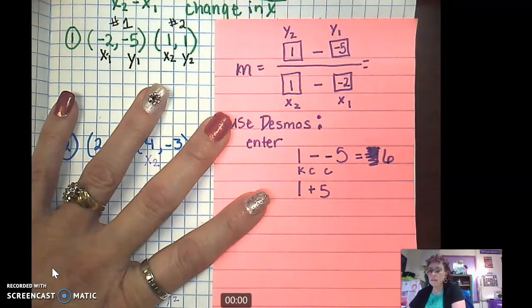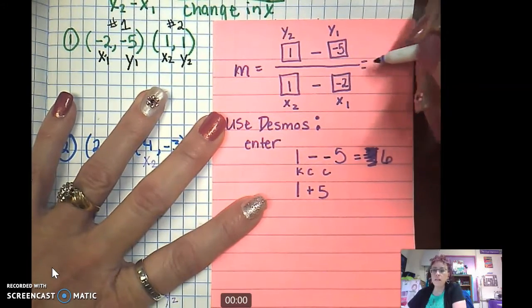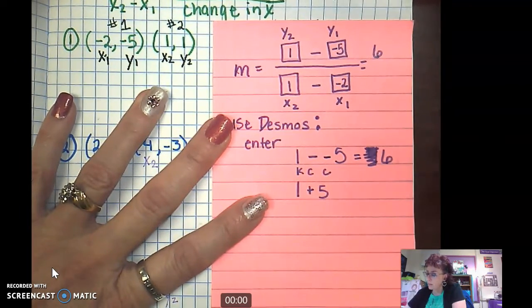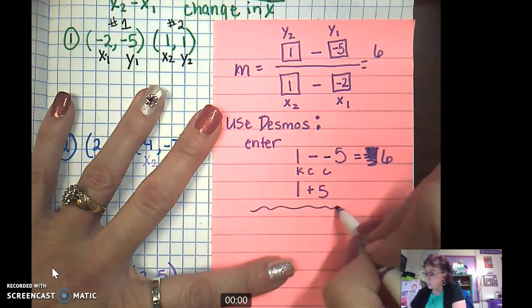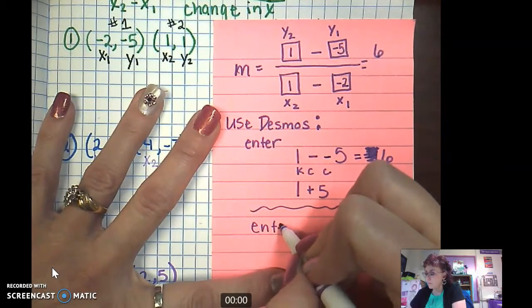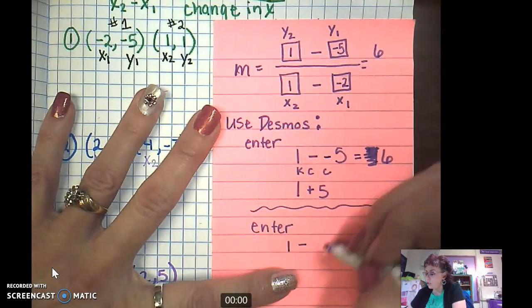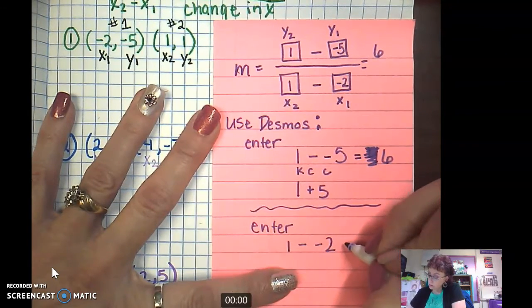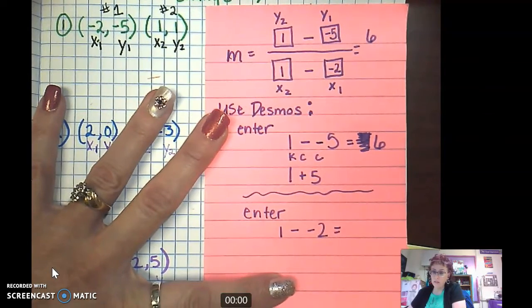It's 6. And that's why we need to use Desmos, because we make mistakes. So our top number then, our change in y values, is 6. And then on the bottom, you enter in Desmos 1 minus -2. You're just using the subtraction sign.